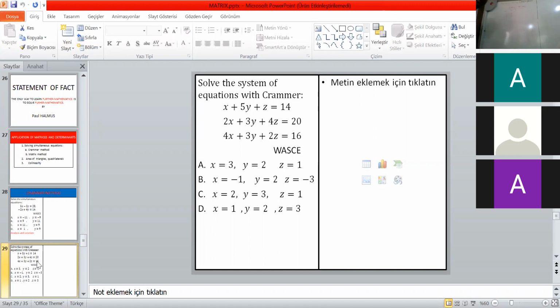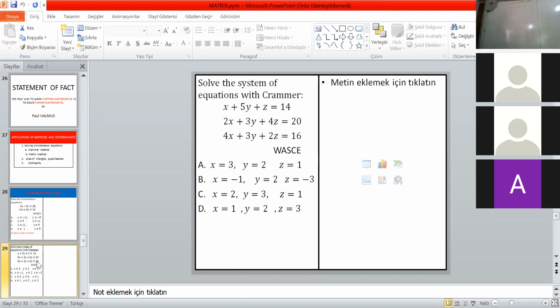The coefficient of z in the second equation is 4. And the coefficient of z in the third equation is 2. Now open parentheses, close the parentheses. Now open another parentheses. x, y, z, close the parentheses is equal to, open another parentheses. Now copy and paste the constants. You have 14, you have 20, you have 16. Then close your parentheses.